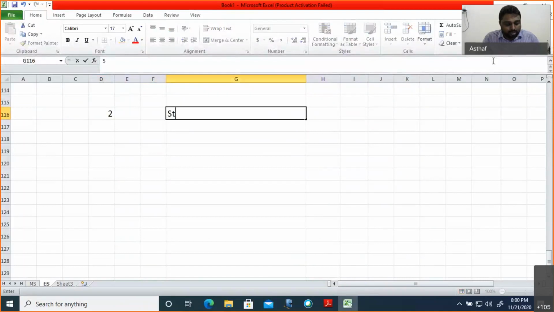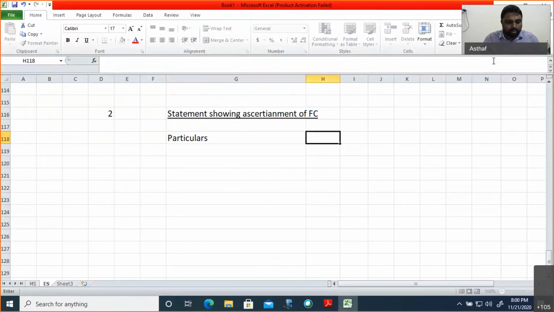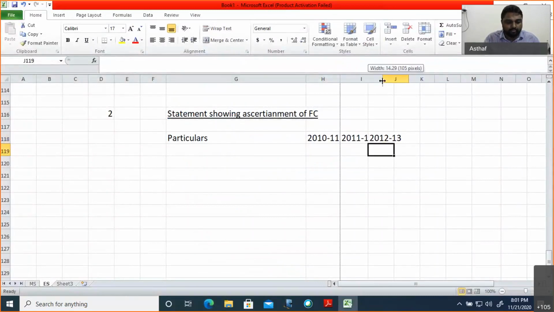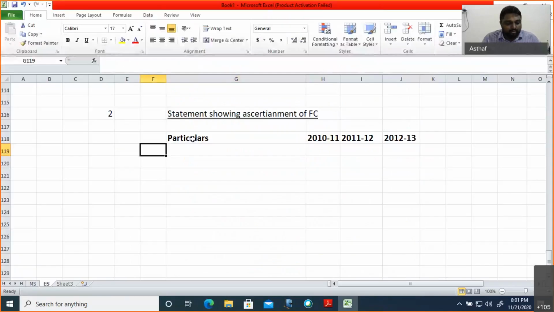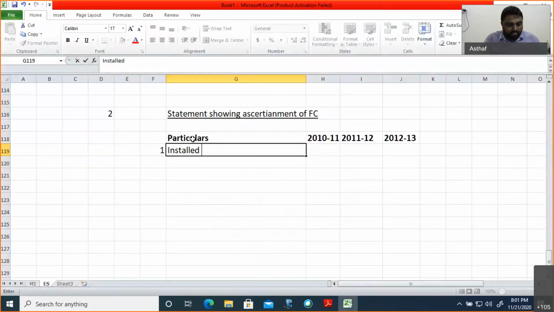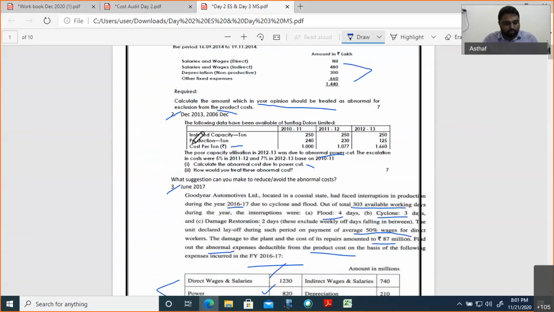Question number 2. Statement showing calculation or ascertainment of fixed cost. So we will have the details for 2010-11, 2011-12, 2012-13. First we will make the data from the question itself. Installed capacity. What is installed capacity? 250, 250, 250.